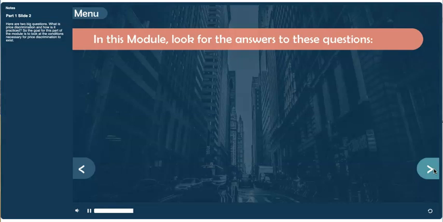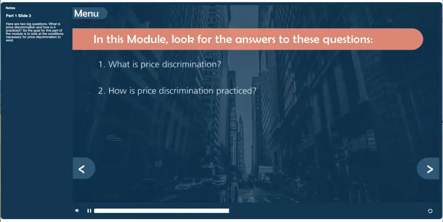Here are two big questions. What is price discrimination and how is it practiced? So the goal for this part of the module is to look at the conditions necessary for price discrimination to exist.